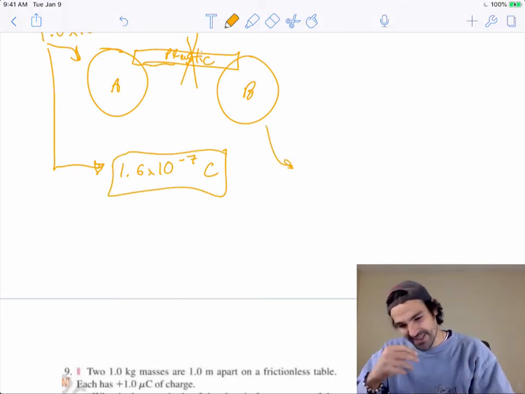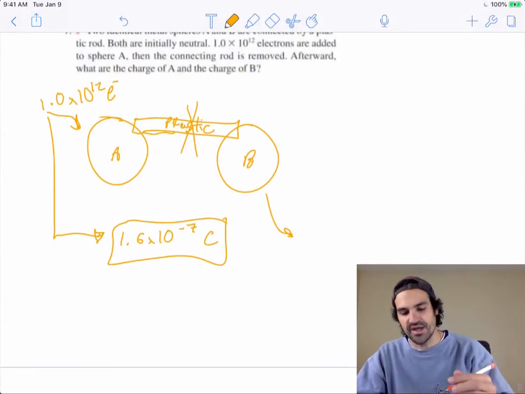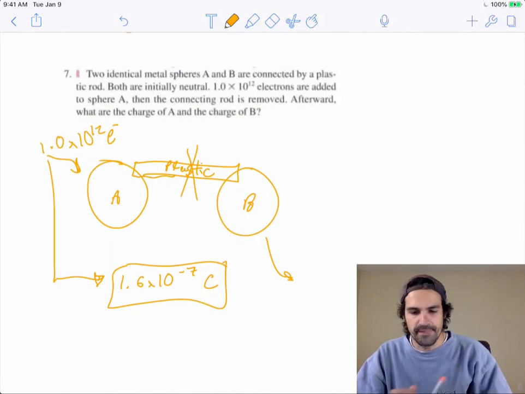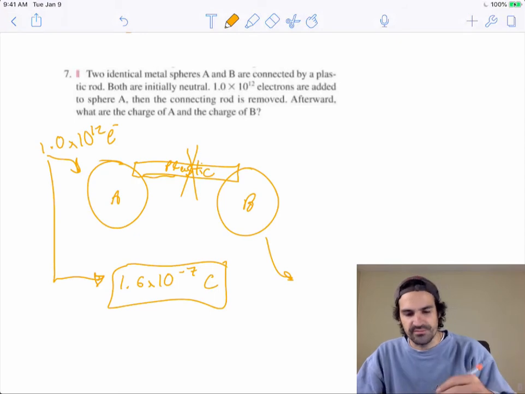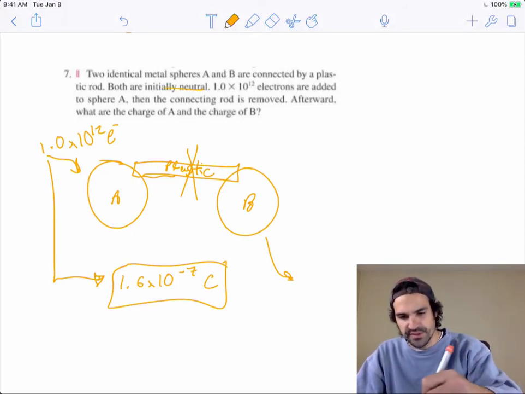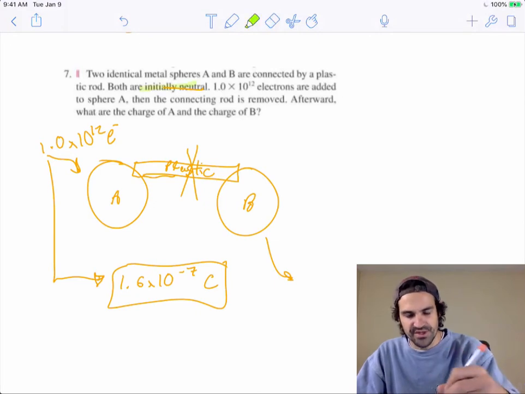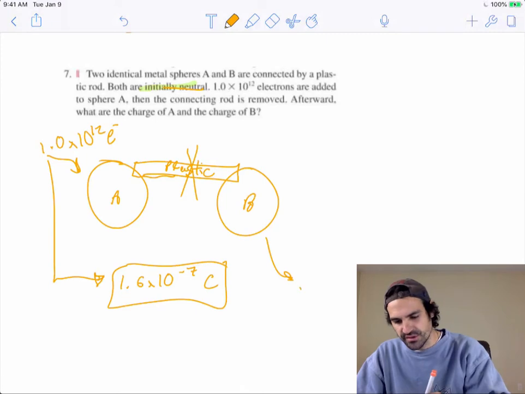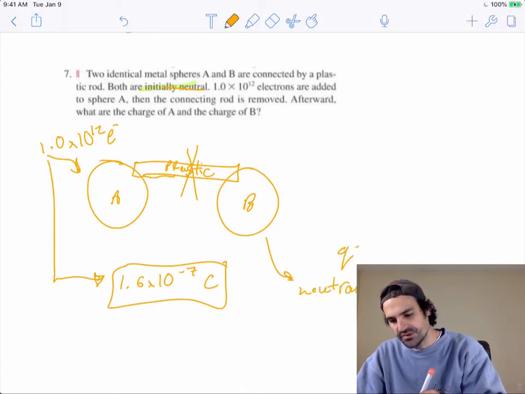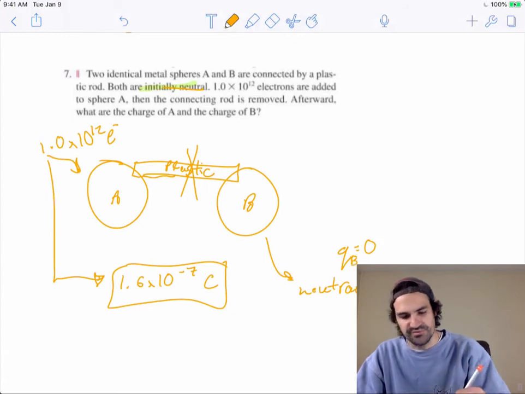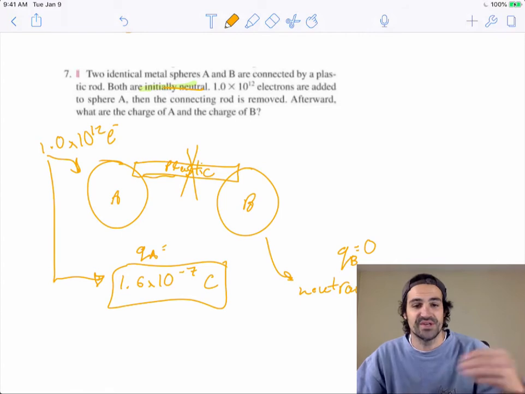And they said on each, or did they just say on charge A and charge B? Afterward, what are the charges of A and B? Well, B didn't gain or lose any, and it was initially neutral. That's important. I should have highlighted that before, but I didn't. So that's still going to be neutral. So the charge of B is going to equal 0. The charge of A is going to be 1.6 times 10 to the negative 7.